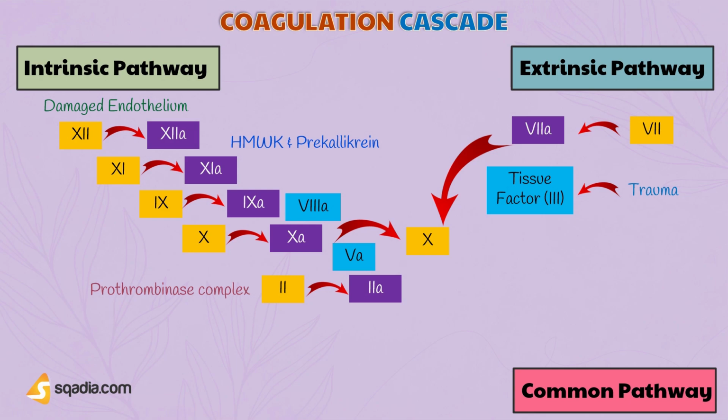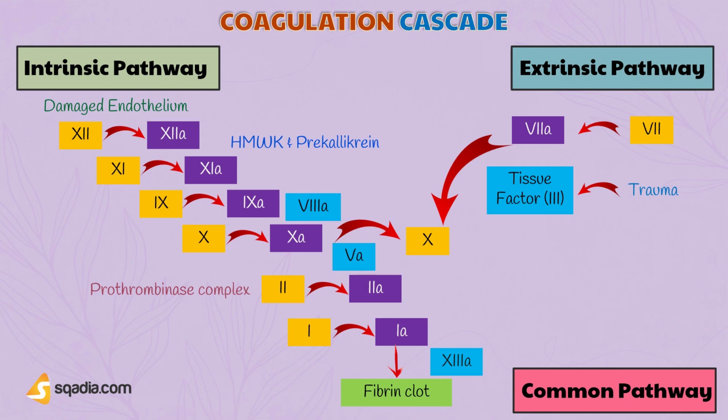Conversion of prothrombin to thrombin. The prothrombinase complex acts as an enzyme to convert prothrombin, also known as factor 2, into its active form called thrombin, 2A. Thrombin is a key enzyme in the coagulation cascade.